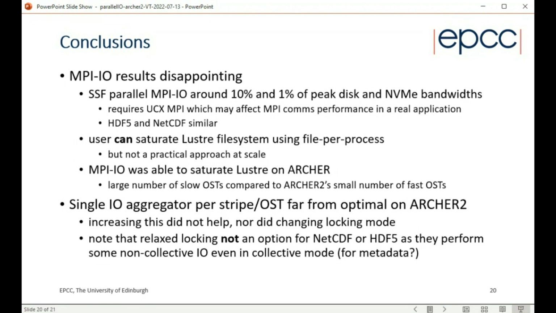MPI-IO was able to saturate Lustre on Archer because we had a large number of slow OSTs, but because we have a small number of fast OSTs on Archer2, the single I/O process or aggregator per stripe or per node is far from optimal. You ought to be able to affect this by changing the locking mode, but this didn't work. And there's a comment, actually, this relaxed locking mode is okay for MPI-IO, but not for NetCDF or HDF5. That's something of a technicality.